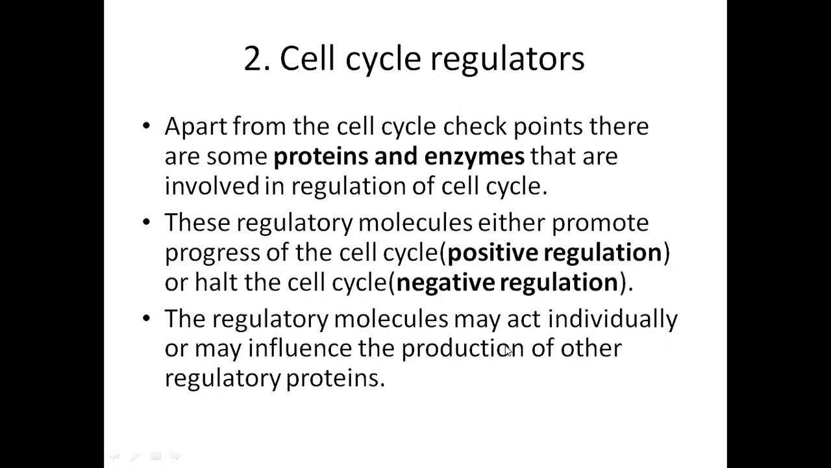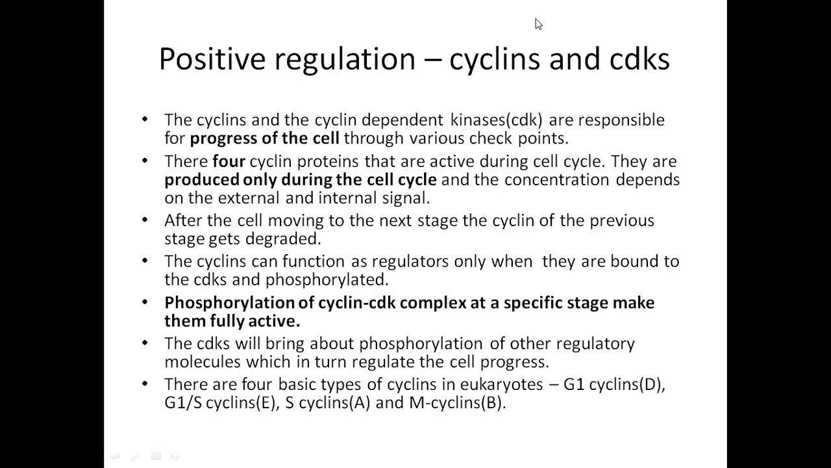These enzymes may individually function, or they may activate other molecules which may positively or negatively regulate the process of cell cycle. Let us see the positive regulation. The positive regulation is through two important molecules known as cyclins and CDKs, cyclin-dependent kinases. The cyclins and cyclin-dependent kinases are responsible for bringing about progress in the cell cycle. If everything is thorough, they bring about progress in the cell cycle. That is why it is known as the positive regulation.